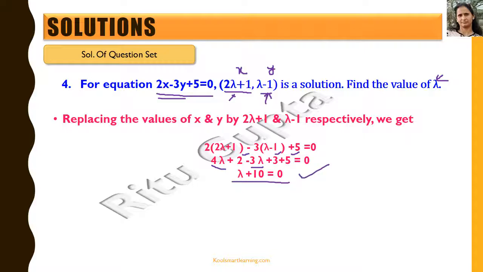This equation is a linear equation in one variable, where it will have one fixed solution, which means only one fixed value of lambda, which comes out to be λ = -10. So this is how we find the value of lambda, if we know the equation and the solution set is given in terms of lambda.